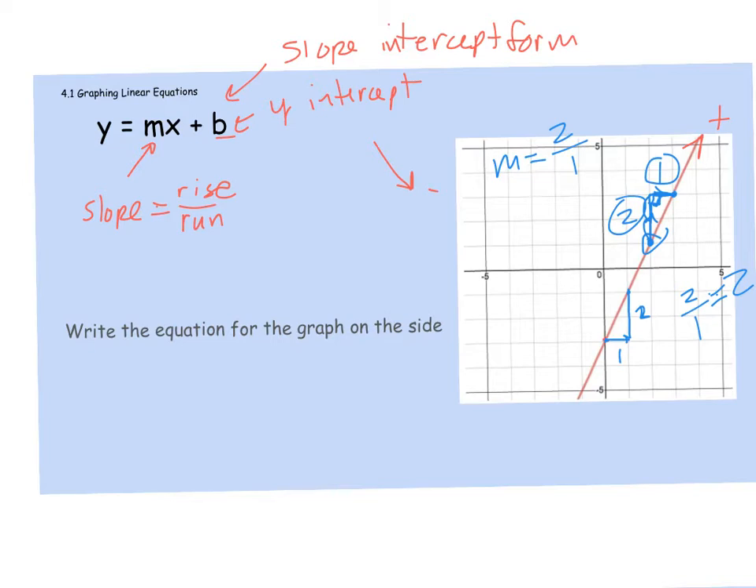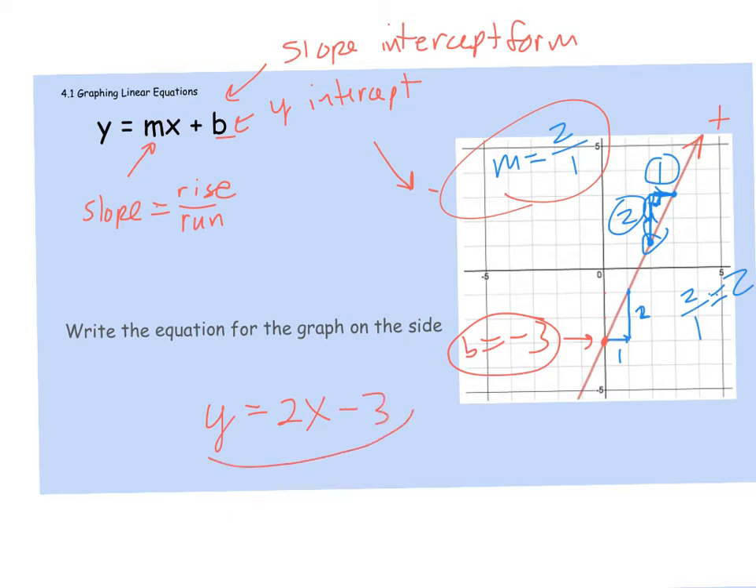This point right here is where it crosses the y-axis, and that's negative 3. That is what my b is equal to. That's your y-intercept. So plugging that in, y equals mx plus b. Well, m we said was equal to 2. You could put 2 over 1 there if you want. 2x plus b, and b is negative 3, so y equals 2x minus 3. And there we go. We wrote our first linear equation, working with slope and y-intercept.